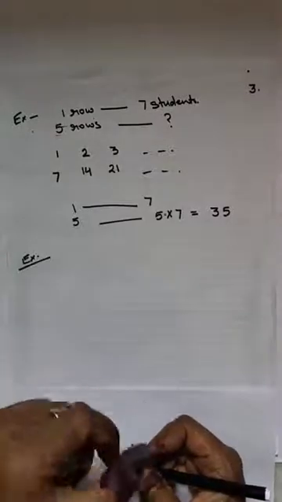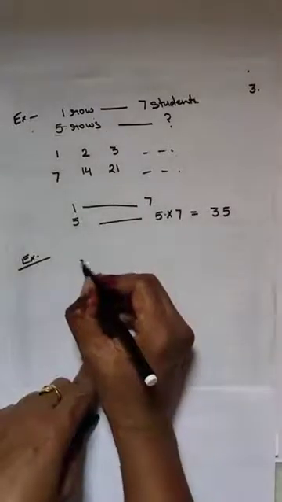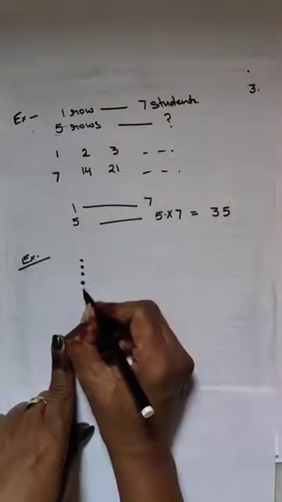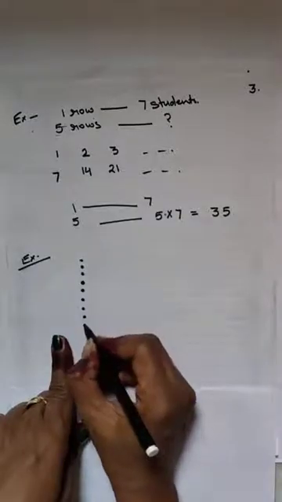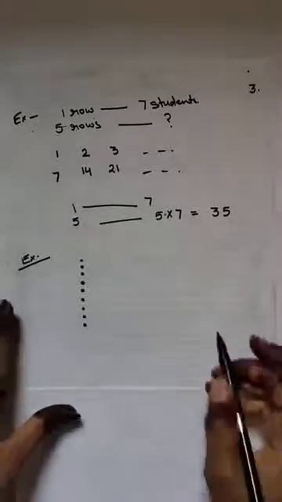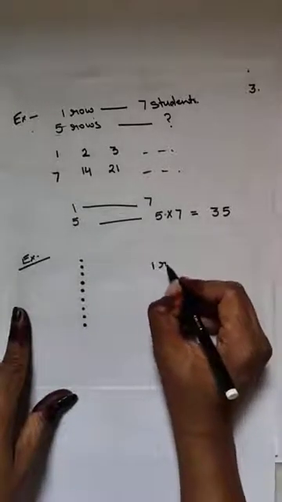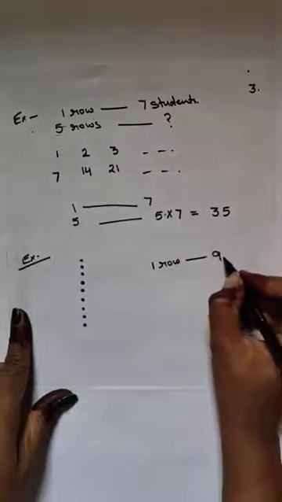You have done one more example in your NCERT book, that is, in one row there are 9 dots. 5, 6, 7, 8, 9. In one row, there are 9 dots. Okay? Then how many dots are there in our number of rows? In one row, we have 9 dots.